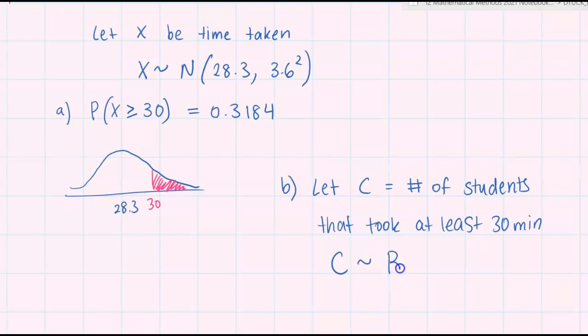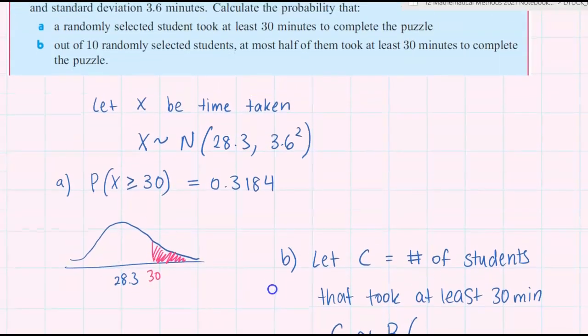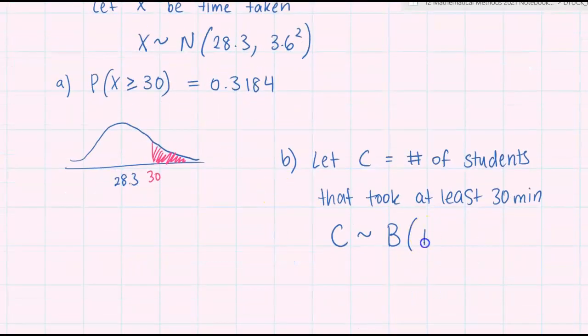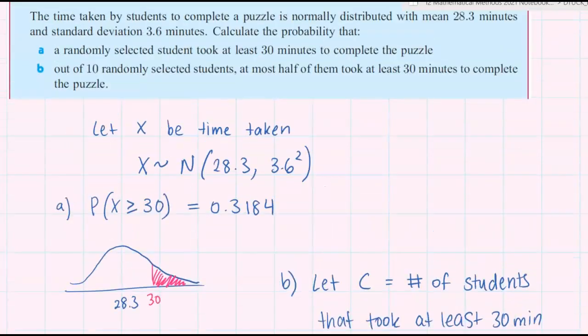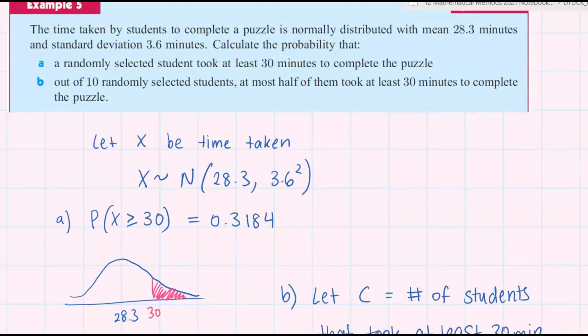B. Okay, in our binomial distribution, what information do we require? N and P, awesome. How many trials were there? 10. And the probability of success, we've said, is 0.3184. Oh, you see what I did there? Yeah, pretty cool. So now we've got a binomial distribution.